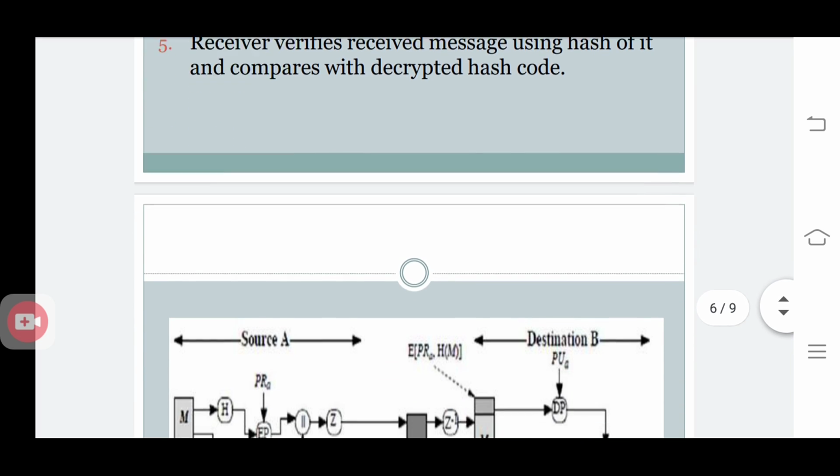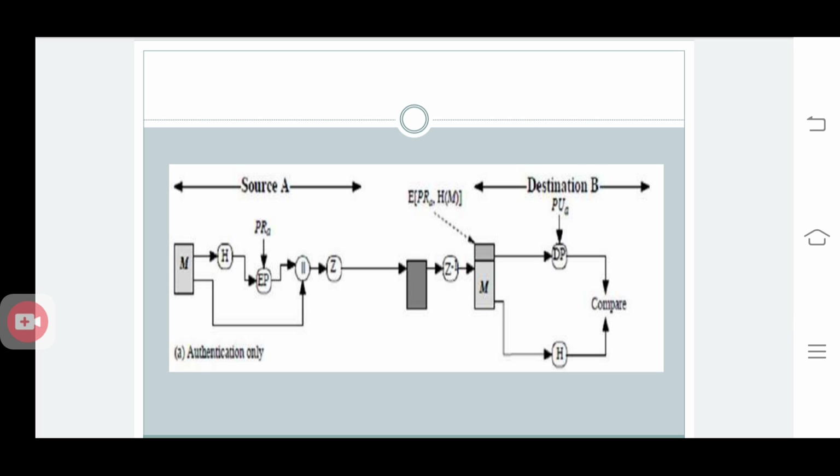Clear? So this is the figure of authentication. You have a source A and a destination B. You have a message, the original message M, at the source site. First you perform the hash function SHA-1, and after producing the hash code you perform an encryption. EP is encryption using the sender's private key, PR representing private key, A representing source A. So by using the sender's private key you encrypt the hash code. After encryption, the encrypted hash code is appended to the message. You can see in the figure, the message is attached with the encrypted hash code.